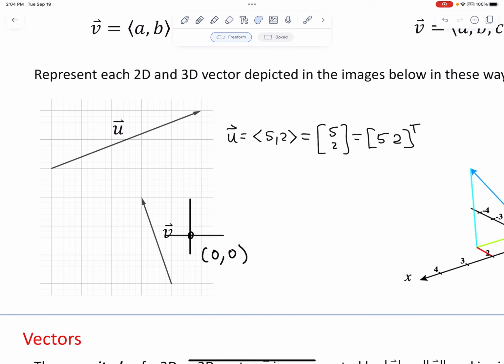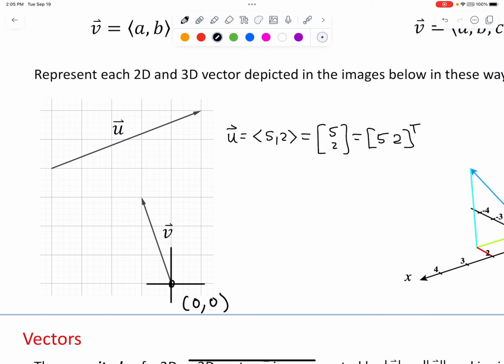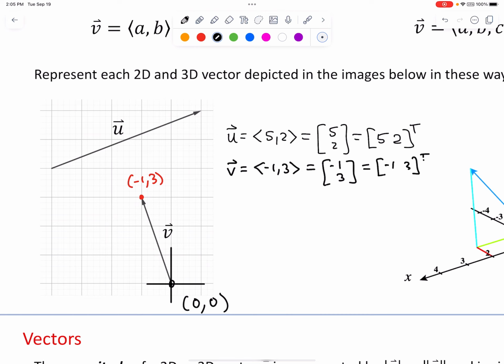Now for the second vector v, if we position it so that the tail of v is at the origin, then the coordinates of where the head is located, which would be right here, would reveal the components of this vector. And this would be at location left 1 up 3 from the origin. So we can say that vector v has components -1 and 3. And you can write that as a column matrix or as a row matrix with a transpose.